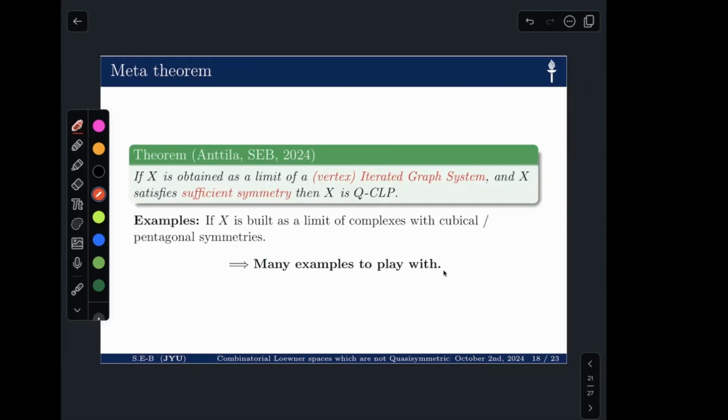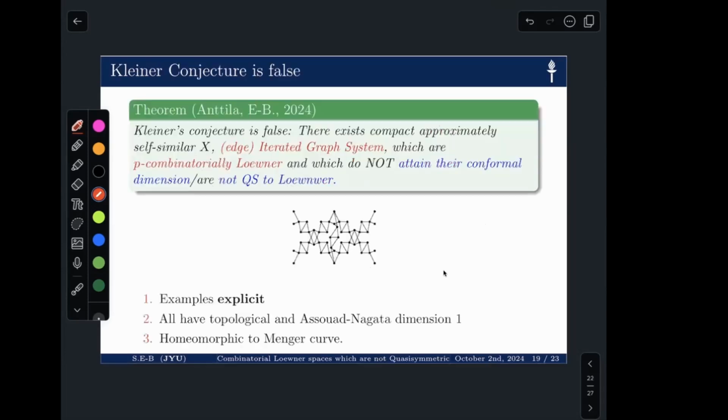So this combinatorial Loewner property is not sufficient. Actually, I'm jumping a little bit ahead. So this turns out to be false. There exist explicit graphs, and this is a divided talk, so Riku will talk about this more. I'll just state this result. There exist explicit self-similar fractals, called edge-iterated graph systems, that are combinatorially Loewner, but do not attain their conformal dimension and are not quasisymmetric to Loewner. They're explicit. You can draw pictures of them and visualize them.